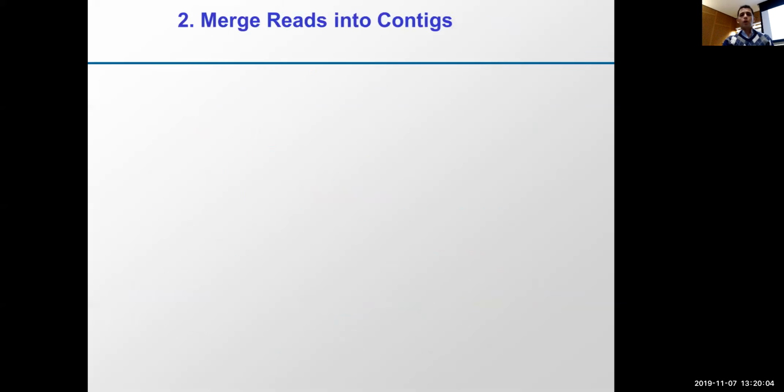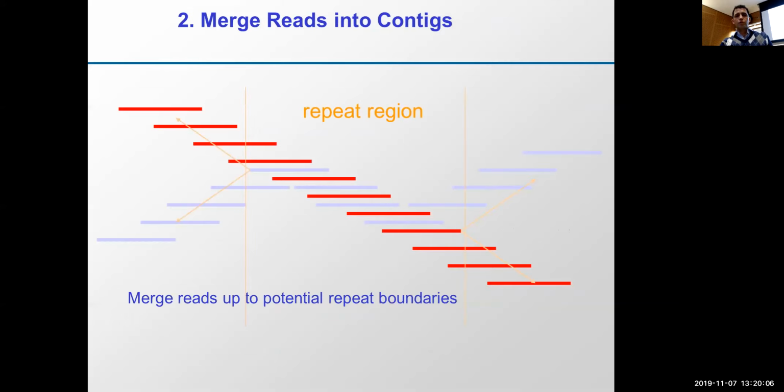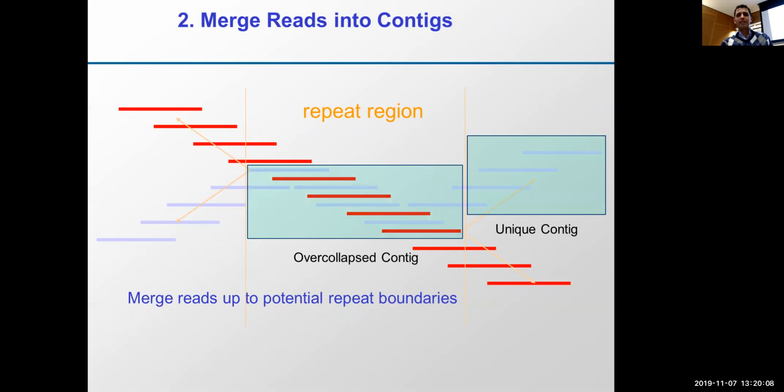Awesome. So we've now merged these regions into contigs, and we basically merge them up until potential repeat boundaries. And then we just stop the merge there, and we stop the merge here. And we basically say, here's a contig. Here's a contig that I know is over-collapsed, but I'll deal with it later. And here's another contig. Sounds good?